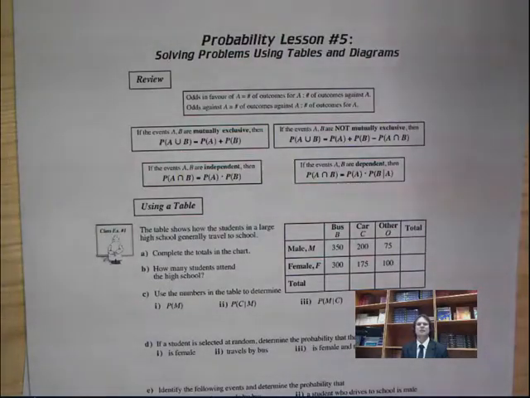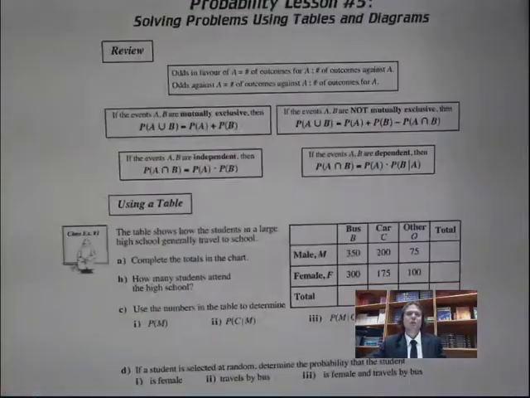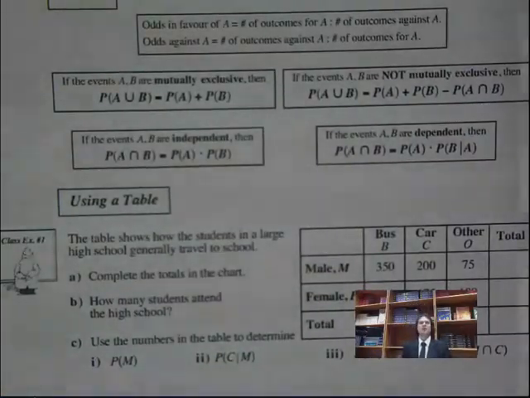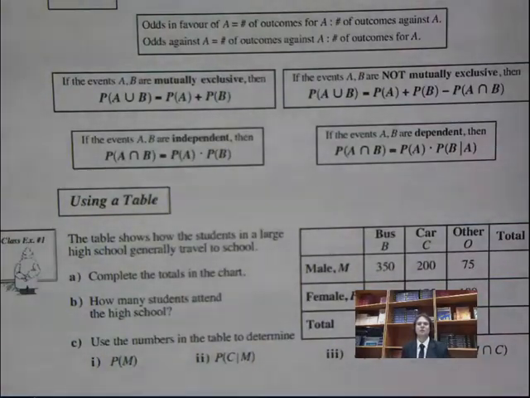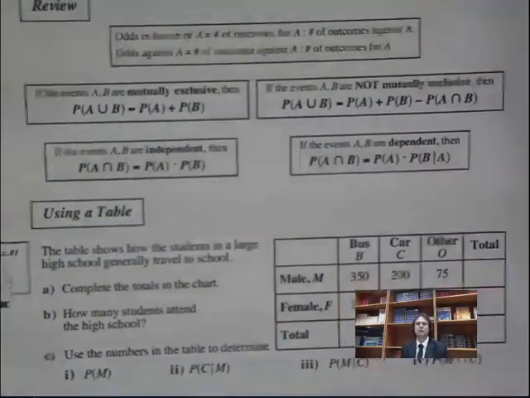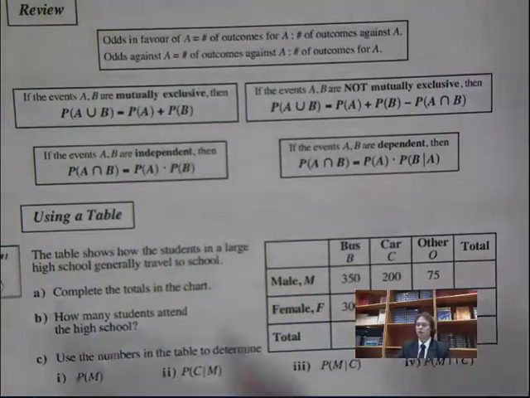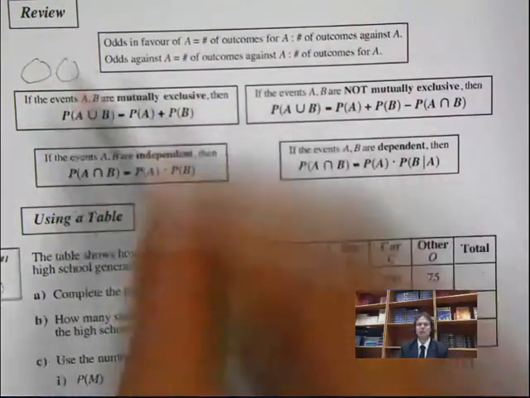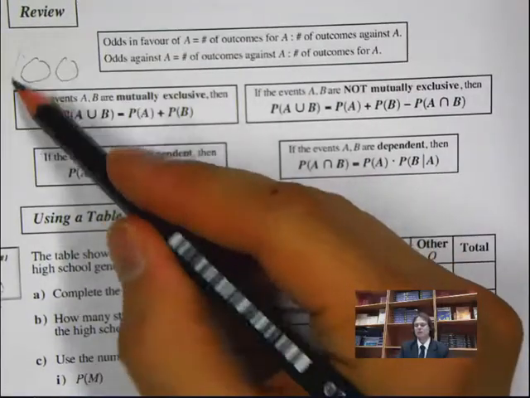Welcome back, Math 30-2. Today we're doing probability lesson 5, which is solving problems using tables and diagrams. So right here we've gone over mutually exclusive and not mutually exclusive. If it's mutually exclusive in the Venn diagram, there's no overlap. So for mutually exclusive, it would look like this. No overlap for our sets.